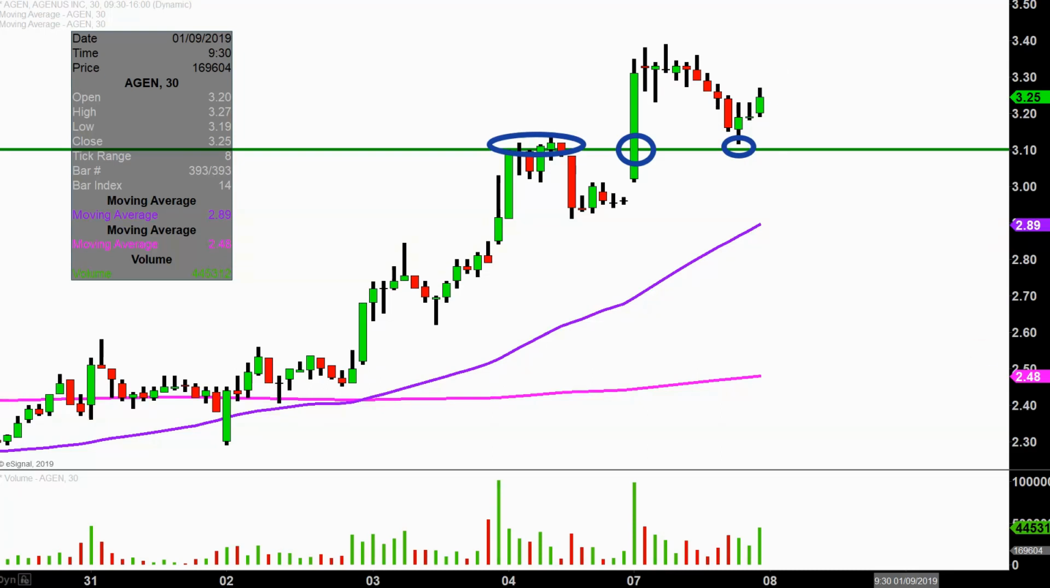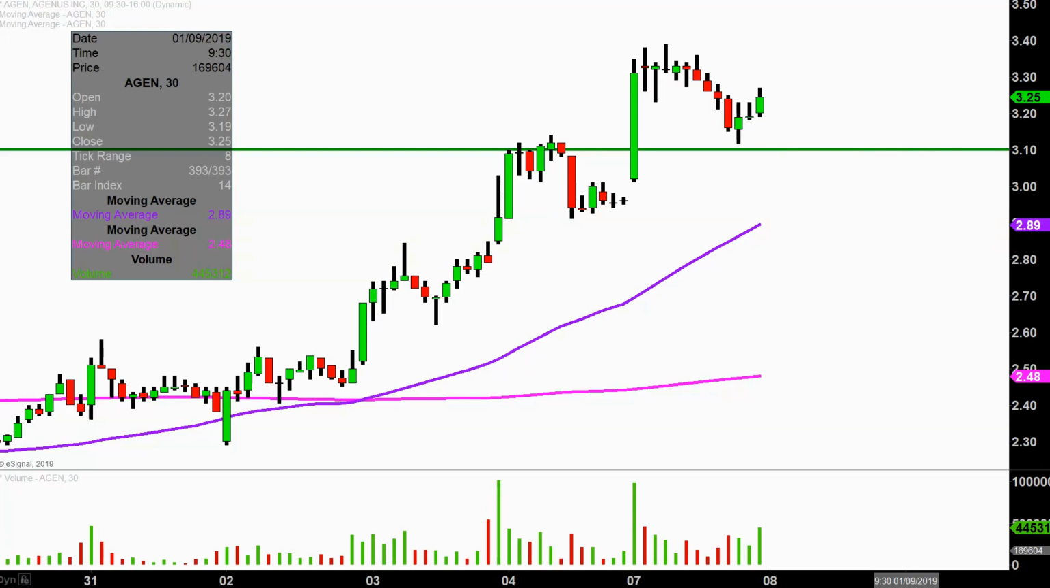So my point here is that $3.10 is that ideal level of support. I say ideal because in the event the price drops down below it, by no means does that imply the entire chart's broken or ruined or anything like that. But if the price can stay up above the 310 mark, that would be a huge sign of power.